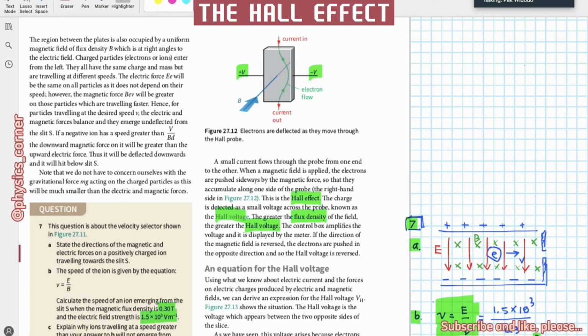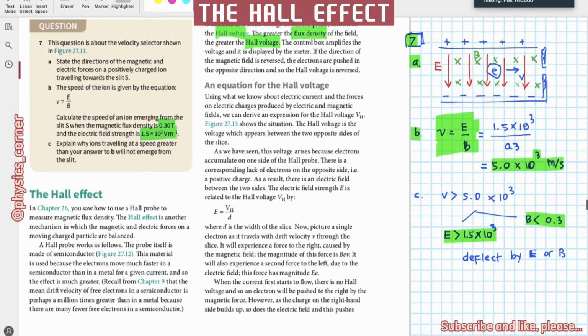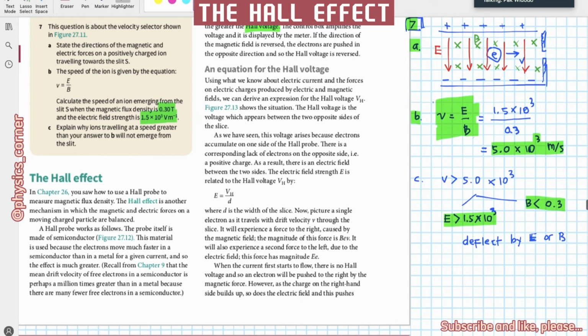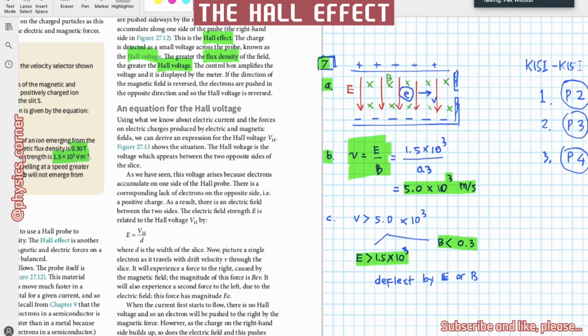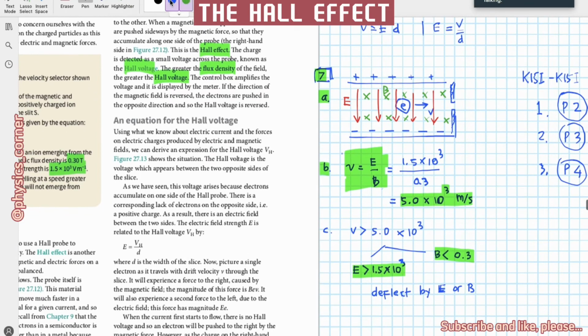If the direction of the magnetic field is reversed, the electrons are pushed in the opposite direction, and so the Hall voltage is reversed. If we flip it, the voltage will be reversed again, like the right hand rule. Then an equation for the Hall voltage. If we remember, V is E times D, so E means V divided by D. V is the voltage, the Hall voltage, this one.